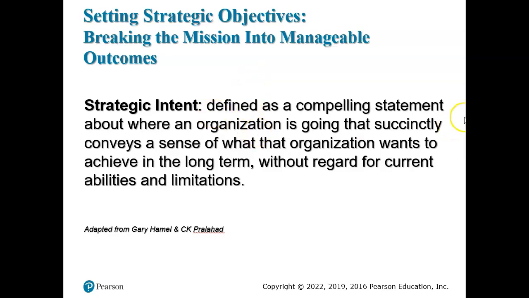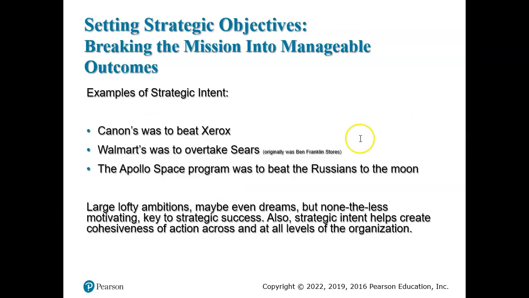So it's defined as a compelling statement about where an organization is going that succinctly conveys a sense of what the organization wants to achieve in the long term. And this is an important part, without regard for current abilities or limitations. Naturally, you might not want to do that. So that's dreaming, that's visionary. And that's right, that's exactly what it is, but it gives you a direction.